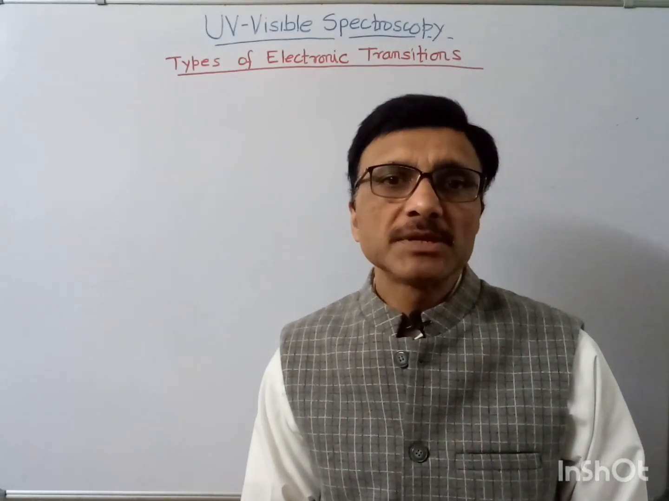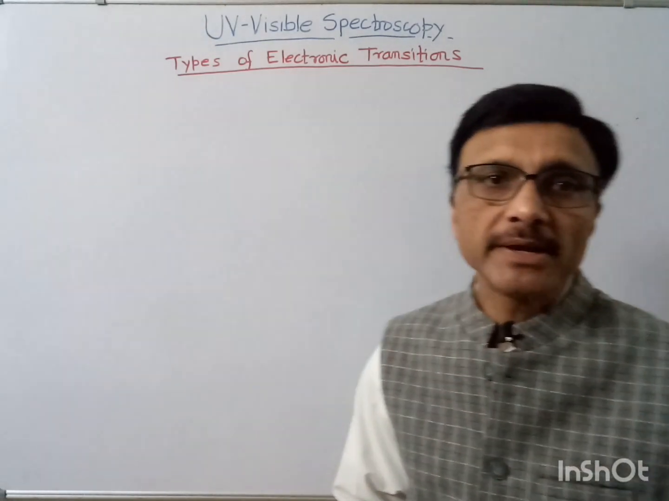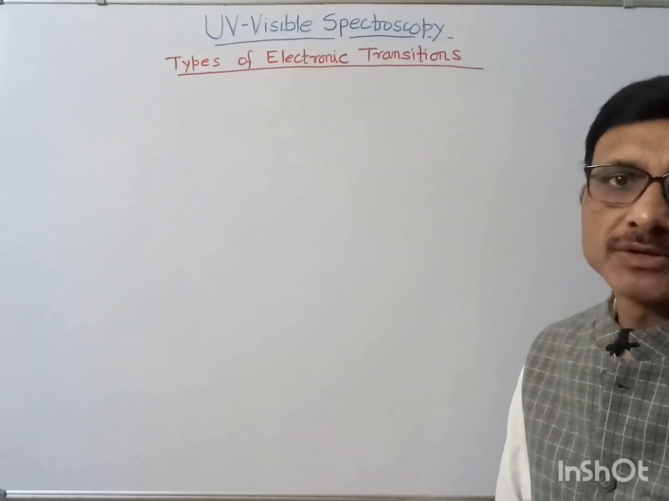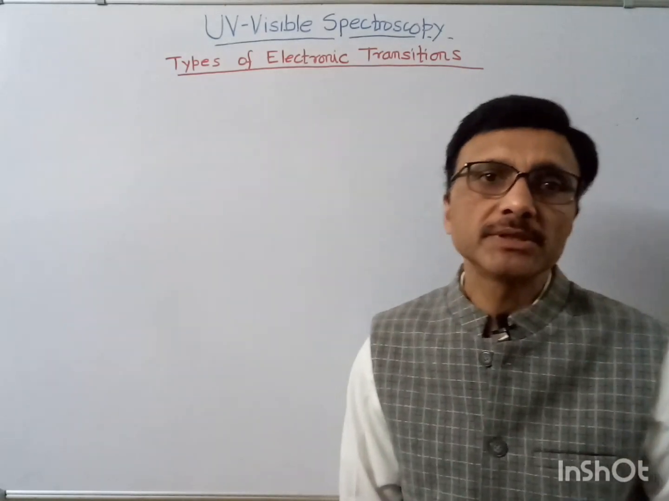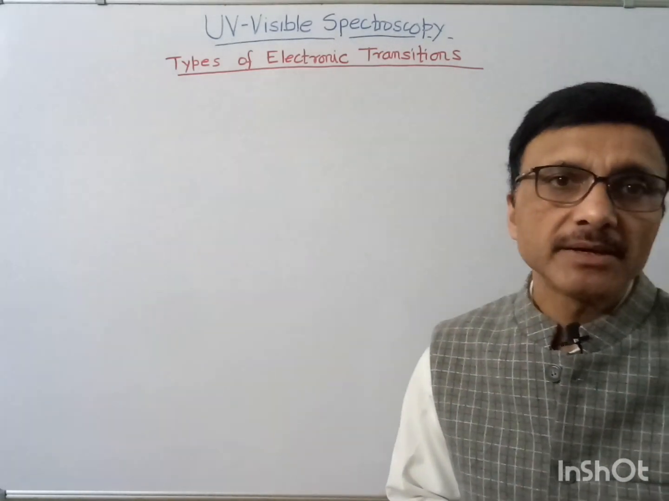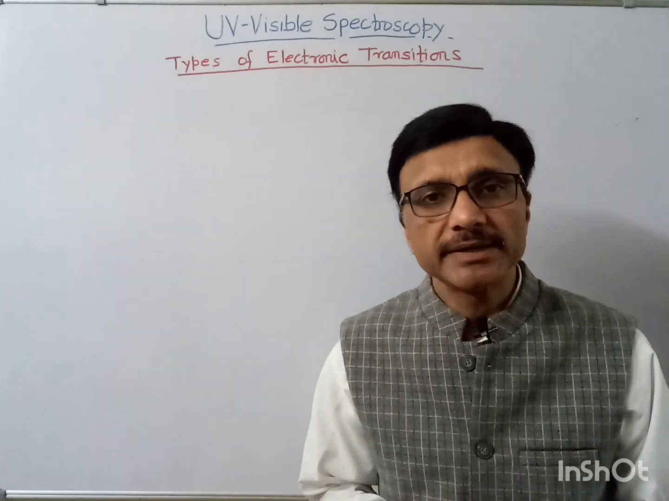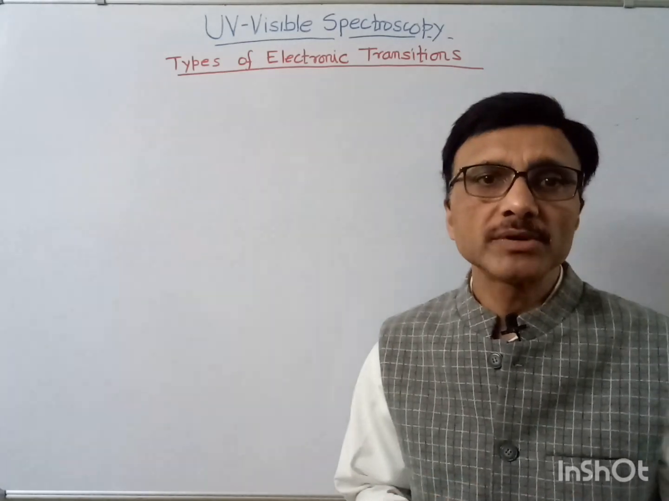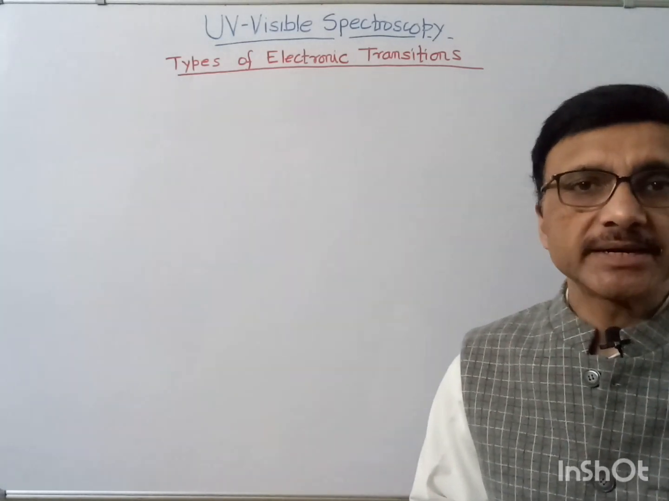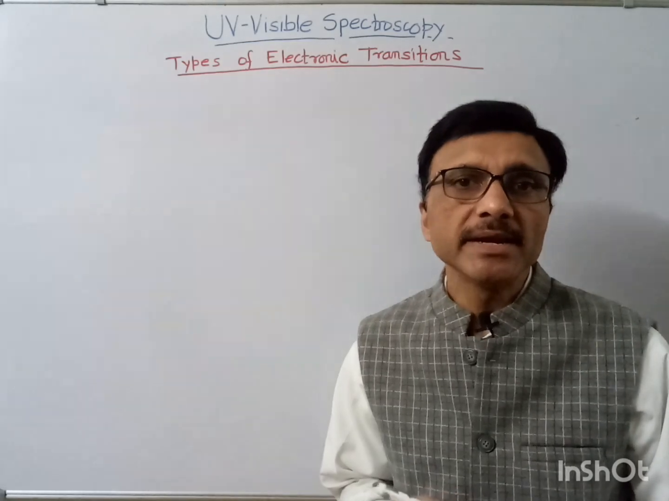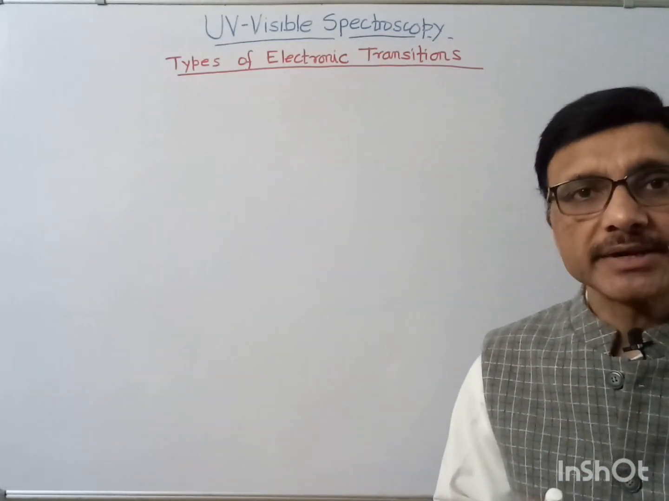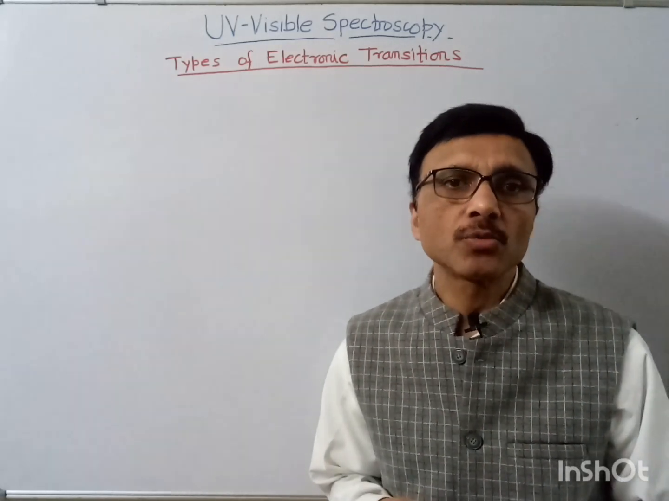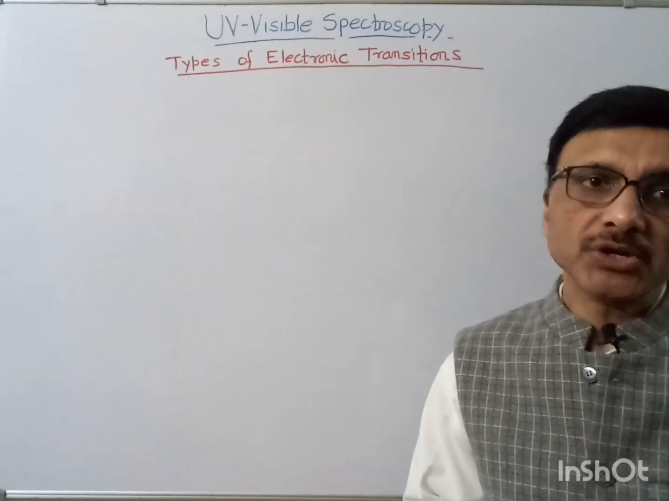So in UV visible spectroscopy, today I will explain the types of electronic transitions. We know that after absorbing the UV visible light, the electrons get excited from the ground electronic state to the excited electronic state, or we may say that the electron gets excited from the highest occupied molecular orbital, that is HOMO, to the lowest unoccupied molecular orbital, that is LUMO.